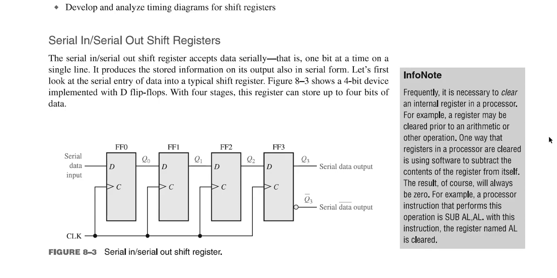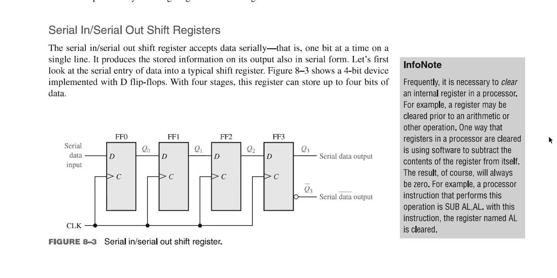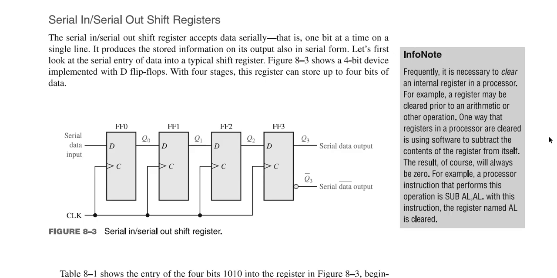The first type of shift register is the serial-in serial-out shift register. As we see, the serial input is given to the register and the serial output is generated from the same. That means you are just going to shift 1 bit of data at a time on a single line, and it produces the stored information on its output also in serial form.